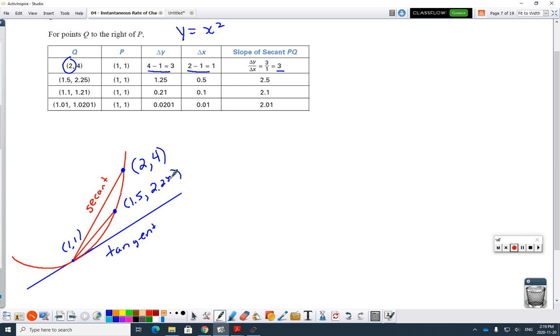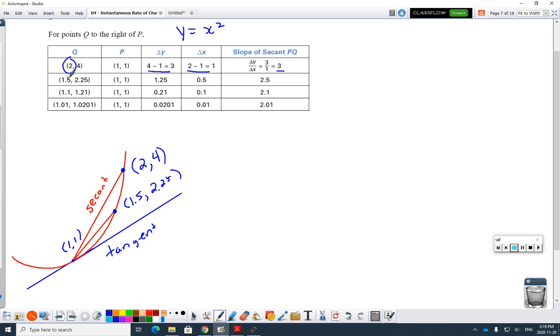And so they got their new point. Found delta y, found delta x, found slope 2.5. It was better. Is it a good answer? Well, we don't know. We've got to get closer. So we get a little closer. 1.1, answer 2.1. 1.01, answer 2.01. All that is subbing in and finding slopes.